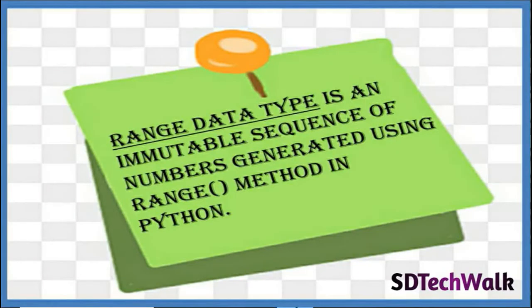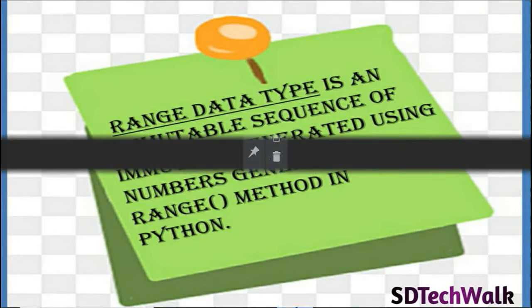What is a range data type? Range data type is an immutable sequence of numbers generated using range method in Python. That is my range data type.